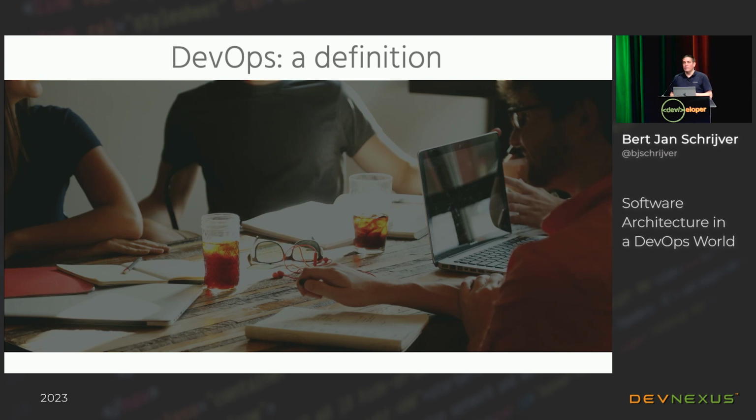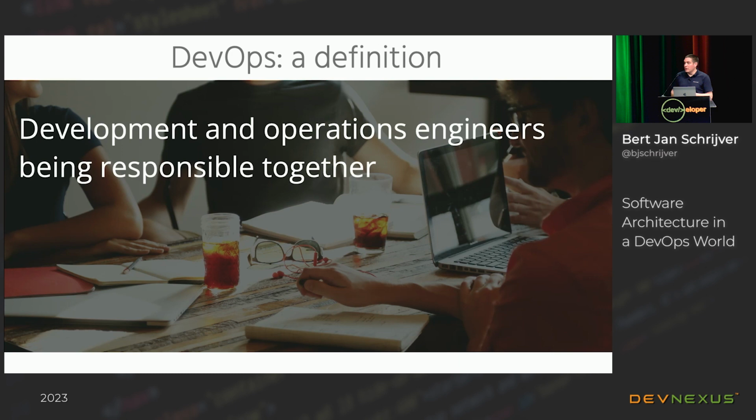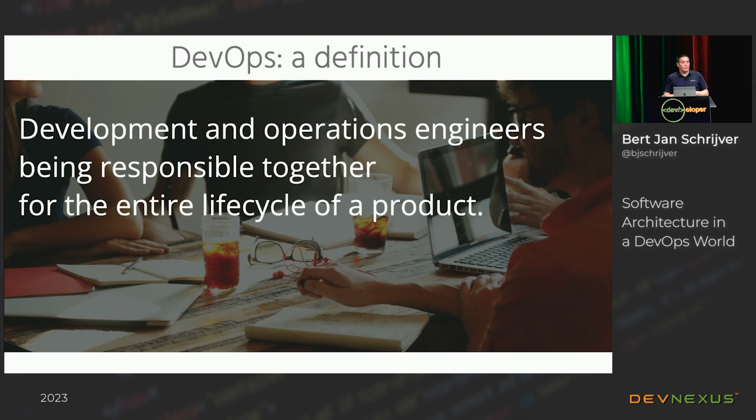So I'll give you a couple of definitions that I like. It's about devs and ops, obviously, and they are being responsible together, so it's about taking responsibility for the entire life cycle of a product. So it's about being responsible from idea in your head until working software in production.